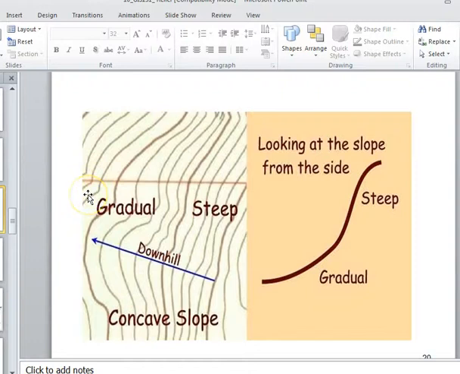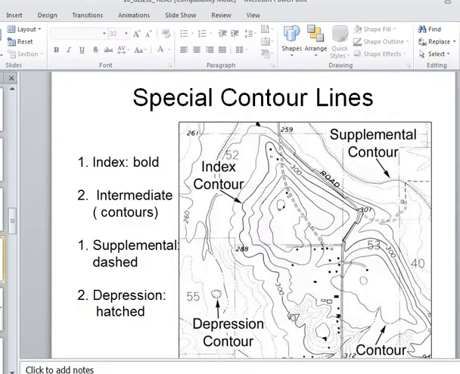So they can have kind of this gentle, gradual down at the bottom, and it's steeper up here at the top, and you can tell that because these lines get farther and farther apart, so you're getting out onto flatter ground. There are several special contour lines.